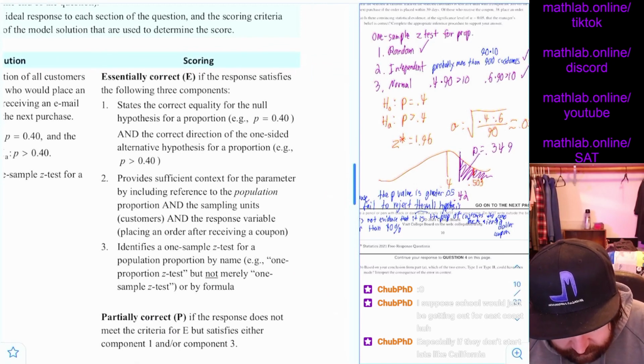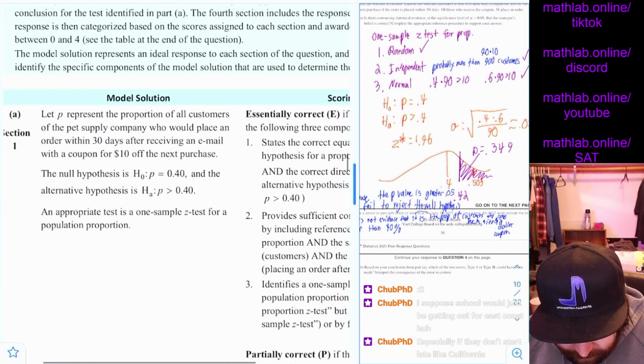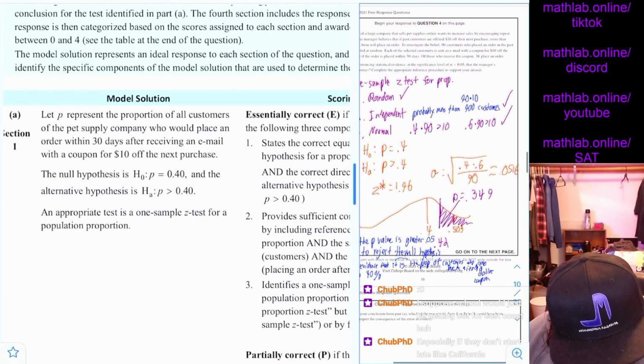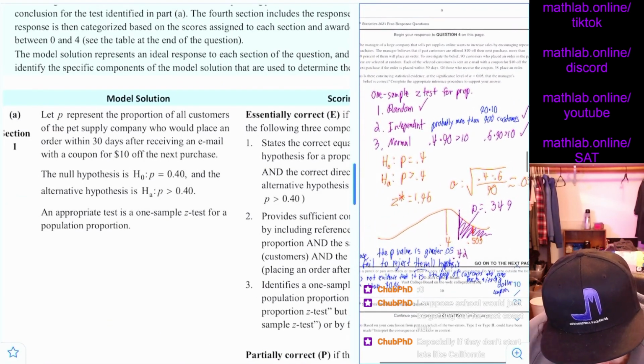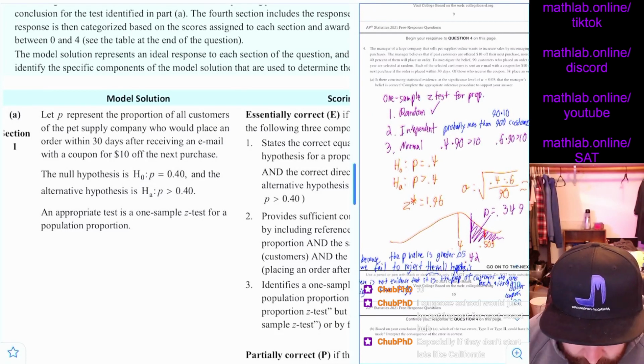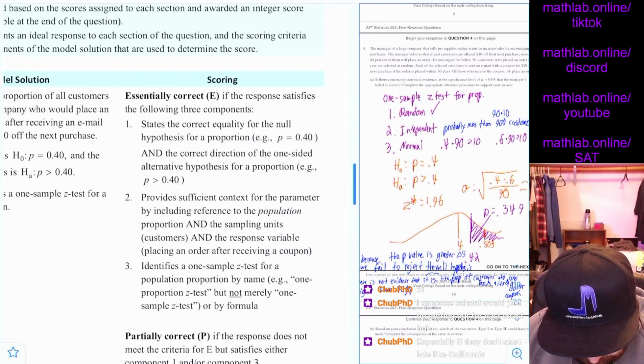Provide sufficient context for the parameter by including reference to the population proportion and sampling units of customers and the response variable. Wait, what? Let P represent the proportion. Oh, I never defined my P. I never defined my P. Let P represent the proportion of all customers of the pet supply company who would place an order within 30 days. Okay. I never defined that.